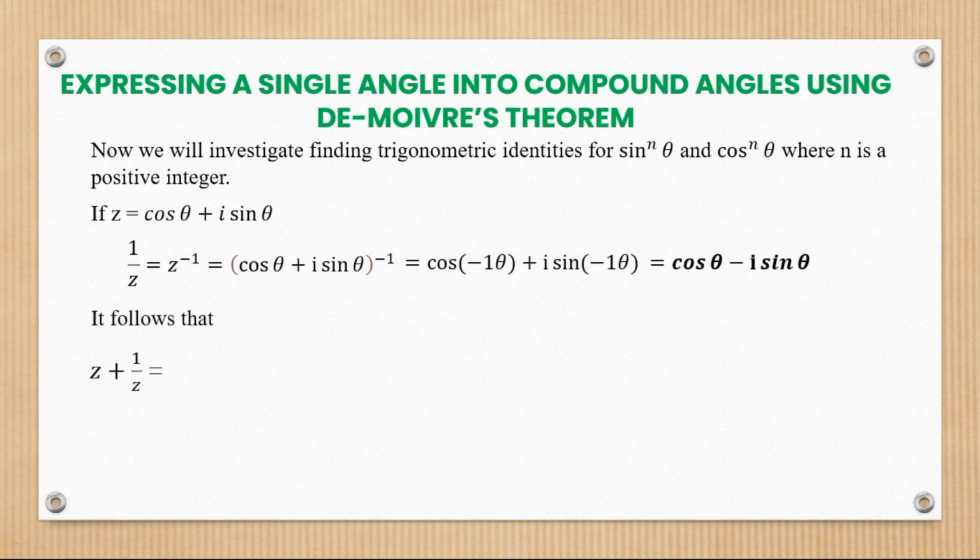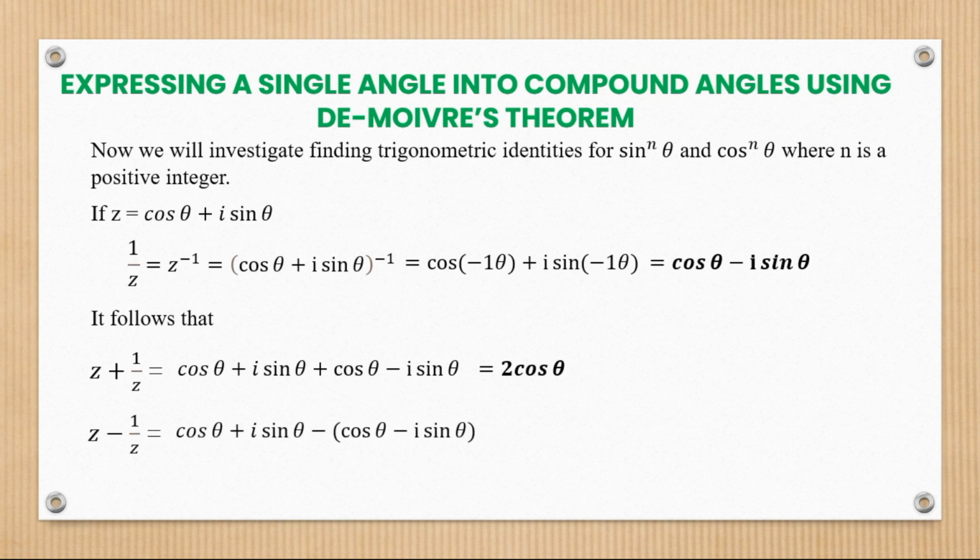So it follows that if we have z plus 1 over z, it means we have cos theta plus i sine theta plus the value that we've derived as 1 over z, which is equal to that. So now we can see that this will equate to 2 cos theta. Then we also can see that z minus 1 over z is going to be equal to that, of which now we'll end up having that. And now we can see that the cos theta minus cos theta cancel. So we're left with i sine theta plus i sine theta, which is equal to 2i sine theta. So now these are true in this case.